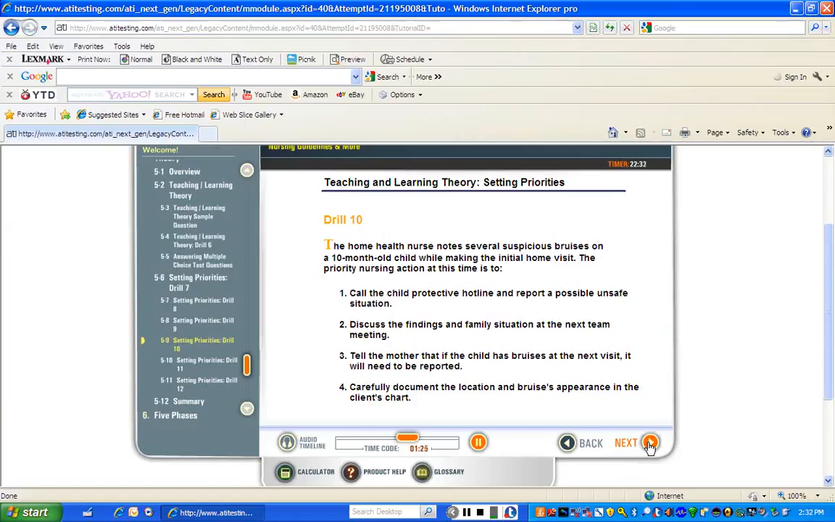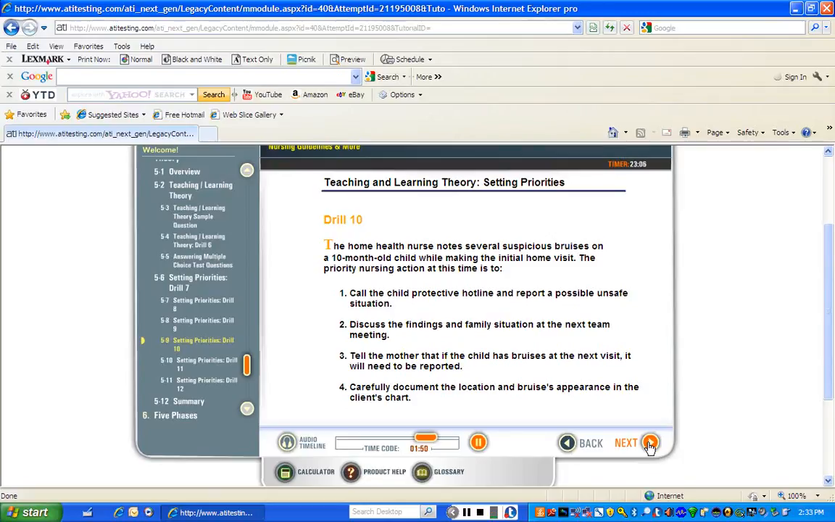Option 3. Tell the mother that if the child has bruises at the next visit, it will be reported. Certainly we would want to discuss any suspicion with the mother as part of our assessment of the situation. However, remember you should always be looking for the most client-centered response. And according to Maslow's hierarchy of needs, the client's safety is a basic need. Is there another choice that will promote the child's immediate safety?